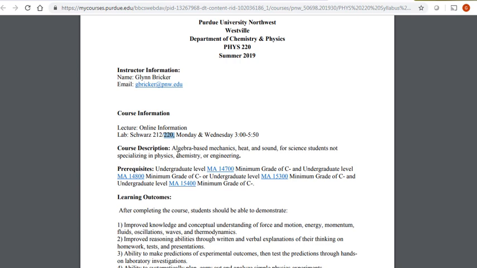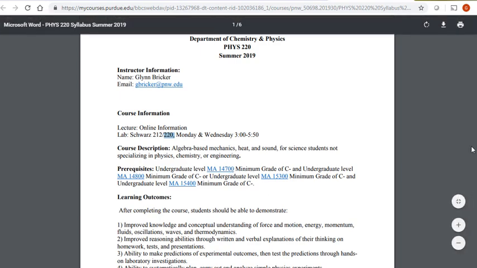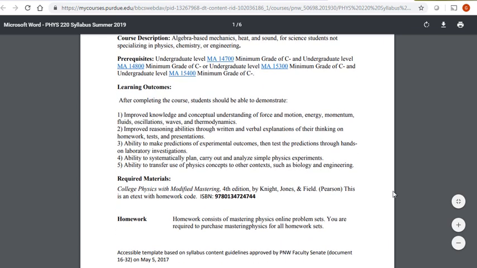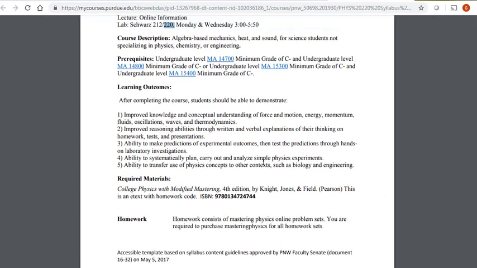So this course is algebra-based mechanics, heat, sound, for science students not specializing in physics, chemistry, or engineering. Prerequisites, you can take a look through here. Basically algebra-based, so these are algebra-level math classes. Learning outcomes, these are the things that hopefully after going through the class you'll be more competent in. Improve knowledge of the content area here: force, motion, energy, momentum, fluids, oscillations, waves, thermodynamics. That's what we'll cover in 6 weeks.